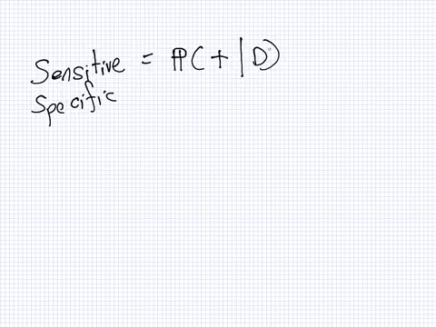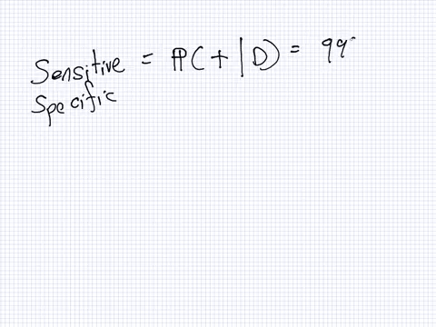So should this be a big number or a small number? What type of value do you think this should be? It won't be 100% because that's a perfect test, which is impossible. So what would be a good number for a test? I think 90 plus. Everybody would be happy if the doctor said the test was 99% sensitive. So if you have the disease, there's a 99% chance the test says you have the disease.